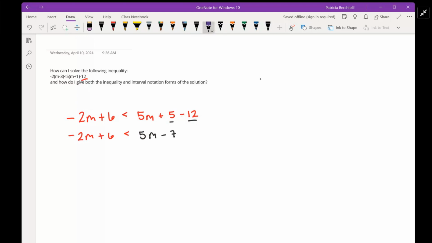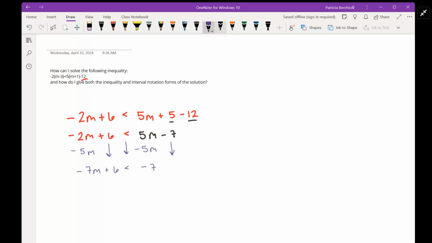Now we need to get our variable terms on one side and the constant terms on the other side. So I'm going to start by subtracting 5m from both sides. And so when I simplify now the left side, -2m minus 5m is -7m. I'm going to bring down that 6, bring down the inequality symbol, and now simplifying the right side, the 5m's cancel, and I'm just going to bring down that -7.